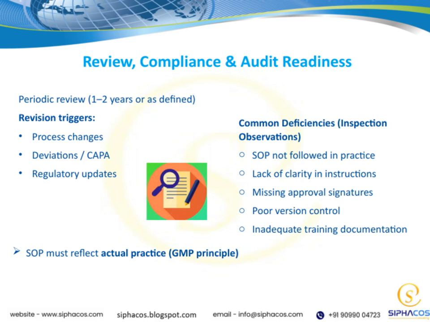Moving on to review, compliance, and audit readiness, these are ongoing processes. Regular review, typically every 1 to 2 years or as defined by your organization, helps keep SOPs current and effective. Revision triggers are essential to identify when updates are needed. These include process changes, deviations or CAPA activities, and regulatory updates. Recognizing these triggers ensures your SOPs remain relevant and compliant, ultimately supporting a robust quality system. All these elements are interconnected and vital for maintaining a compliant, efficient, and audit-ready environment.